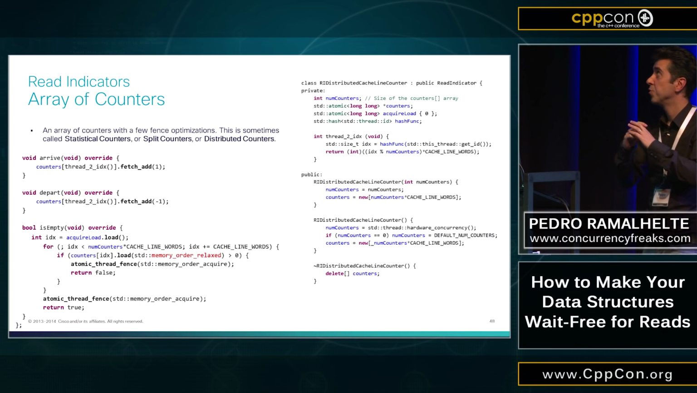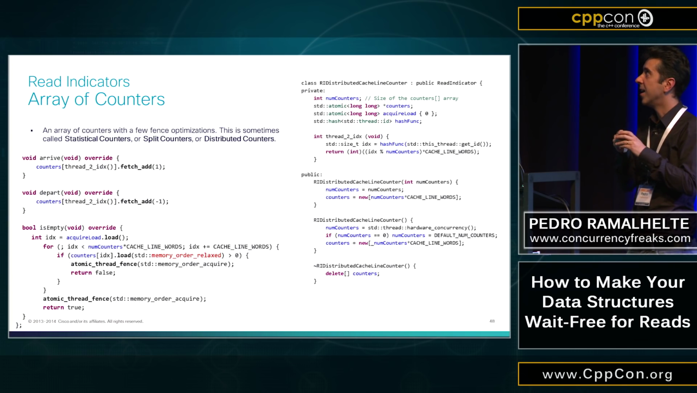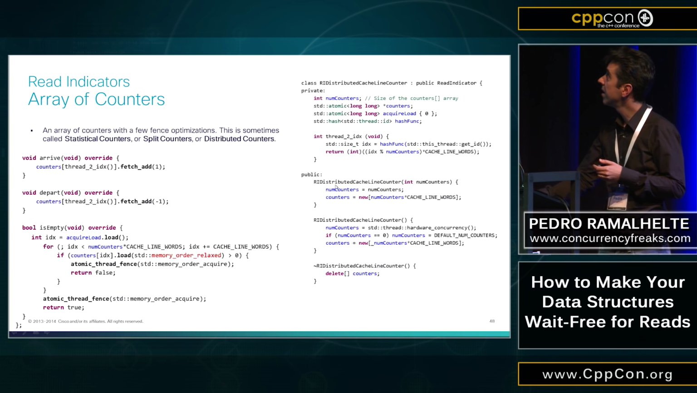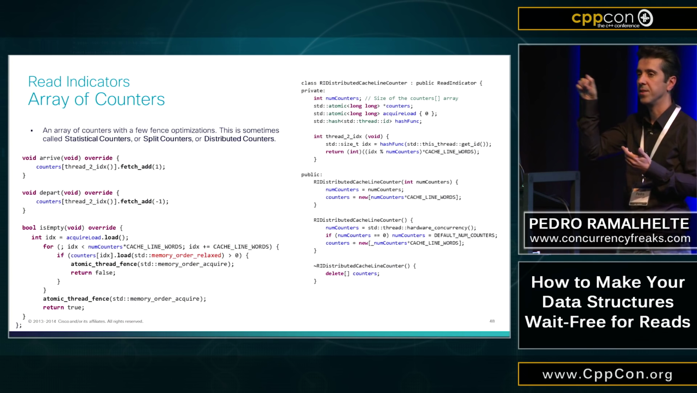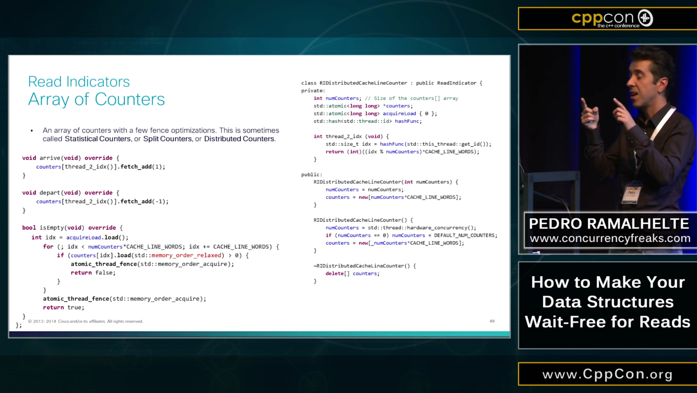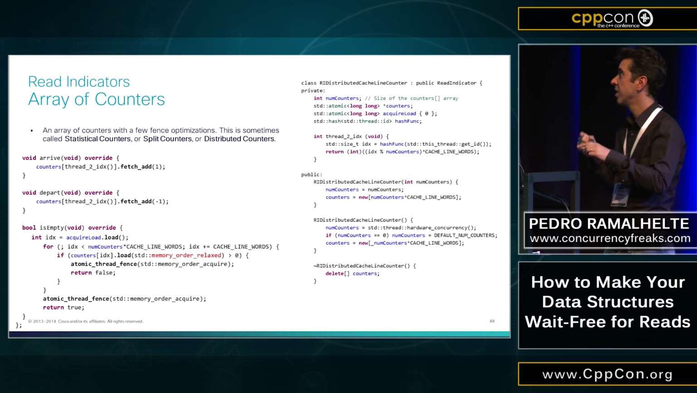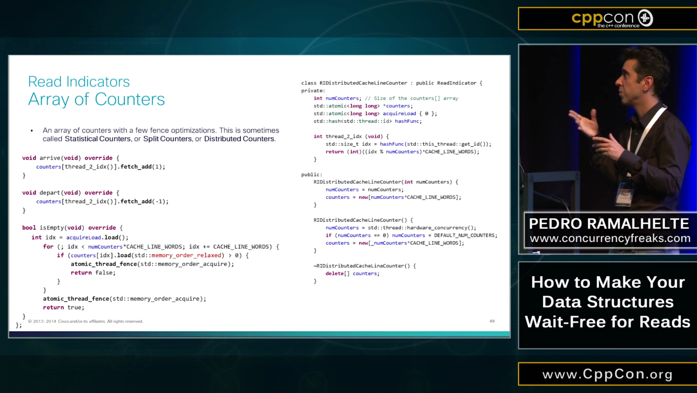So the trick here is to create an array of counters, and you put cache line padding on each entry. Then you can either assign an entry to each thread, but that's hard to do in practice. An easier way is just to get the thread ID, hash it and distribute it randomly in one of these entries. You need the cache line padding because you don't want false sharing. But once you get that, statistically, you have very little contention.